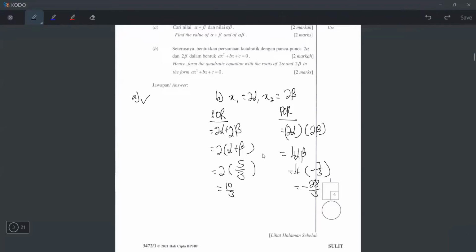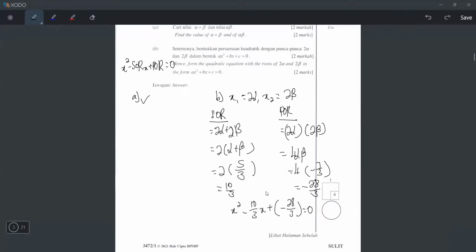So after you get your sum of root and your product of root, now you can finally form the equation. And the equation is x squared minus SOR x plus POR equals to 0. And it will be x squared, all right, minus SOR, so minus 10 over 3x plus the POR. Okay, so I know the POR is negative, right? So yeah, so bracket negative 28 over 3 equals to 0.